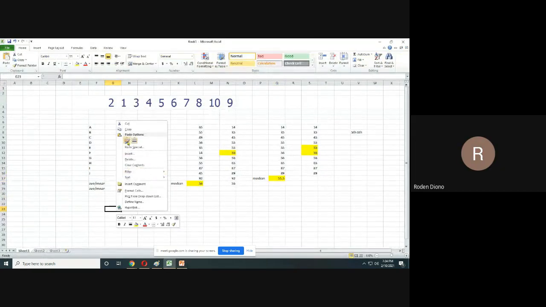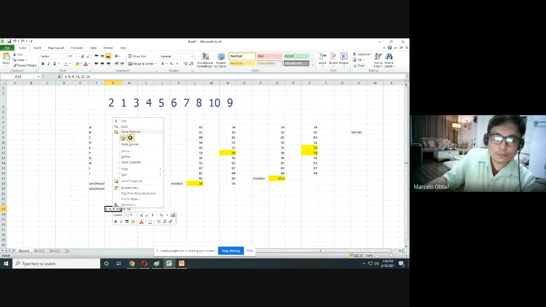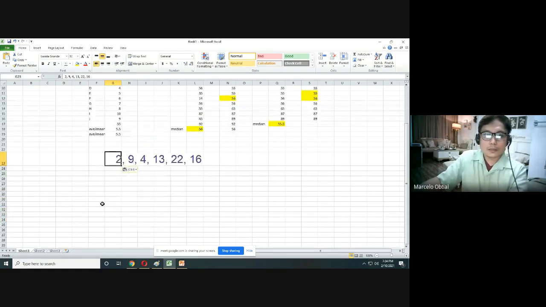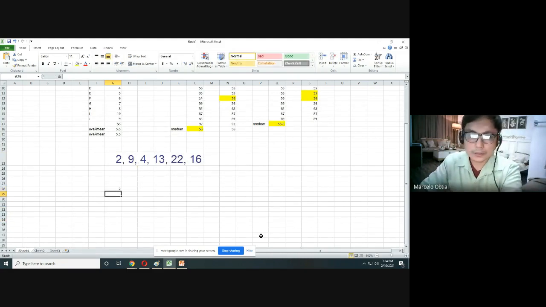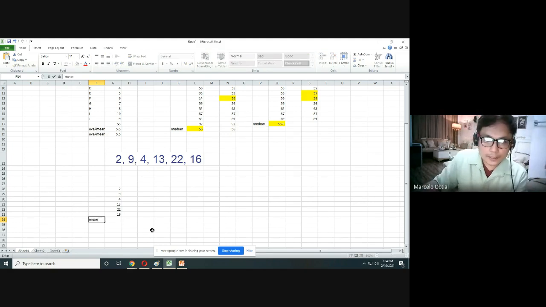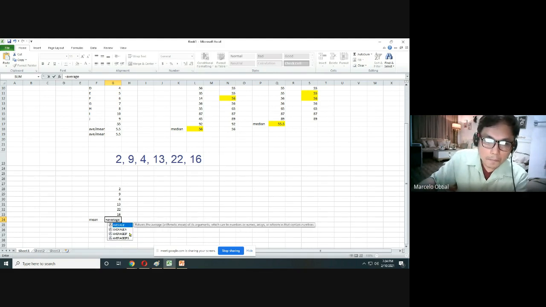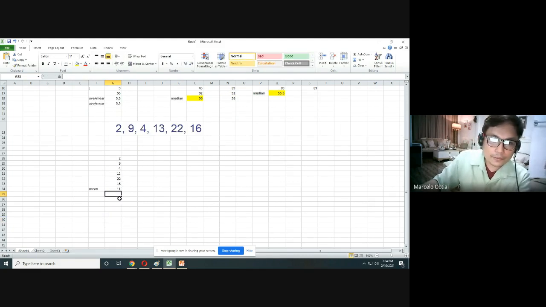I want a big one. Okay, so 2, 9, 4, 13, 22, 16. Using the mean in Excel, the average, the answer is 11. Average or mean, they're the same. Okay, 11. Very good.